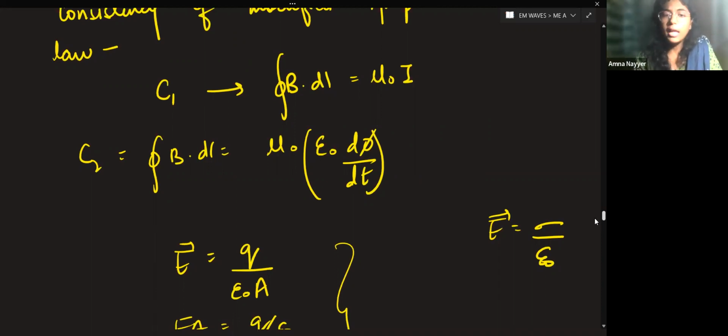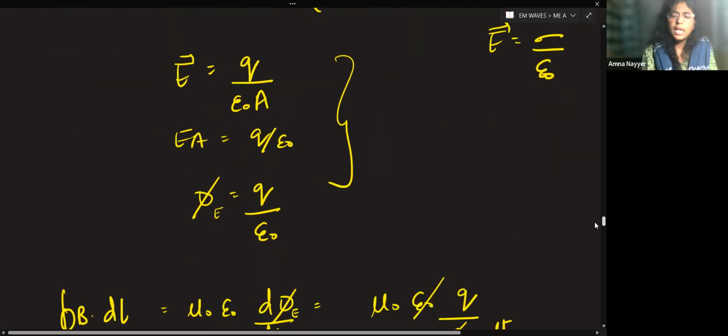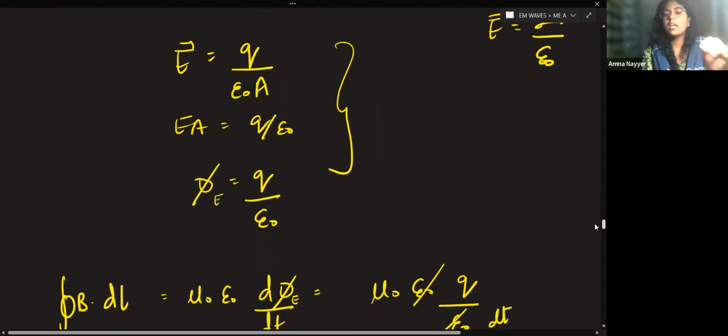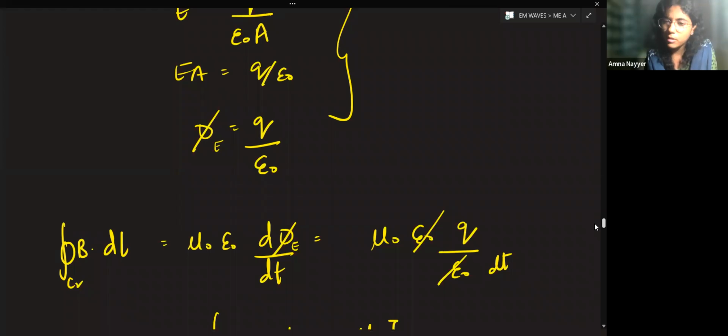So here what will happen? For C2, the electric flux is equal to Q by epsilon naught. In the main equation, mu naught epsilon naught d phi over dt, put Q divided by epsilon naught instead of phi. So epsilon naught from the displacement current equation and the epsilon naught from the electric flux will get cancelled. We will be left with mu naught dQ by dt.